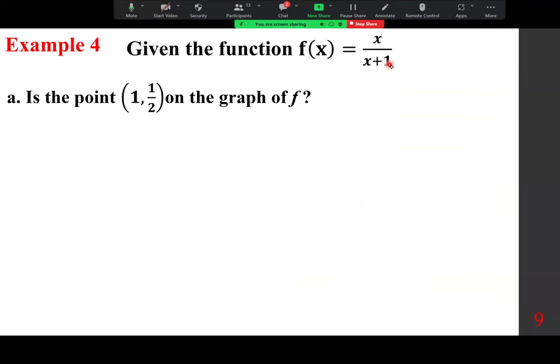Given the function f of x equals x over x plus 1, is the point 1 comma 1 half, the pair of 1 comma 1 half, on the graph of this function f of x? You just plug it in. Meaning what? Just plug in 1. If the result is 1 half, the answer is yes. If it's anything else, the answer is no. So let's evaluate f of 1. When we do that, it's 1 over 2. That's correct. The answer is yes.